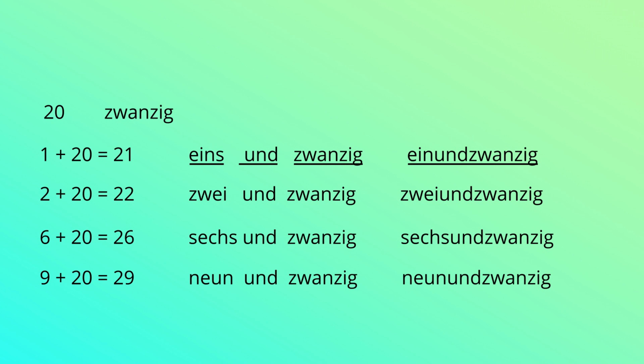9 plus 20 is 29. 9 is neun, 20 is zwanzig. 9 and 20, neun und zwanzig. 30 is dreißig. 40 is vierzig. 50 is fünfzig. 60 is sechzig. 70 is siebzig. 80 is achtzig. 90 is neunzig. Here you can see number 60 and number 70, these two numbers are exceptions.